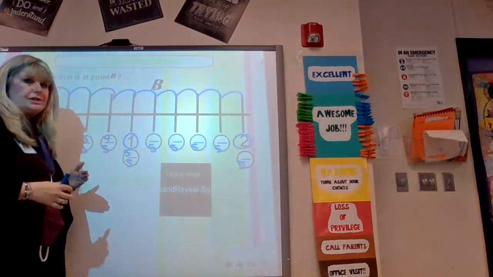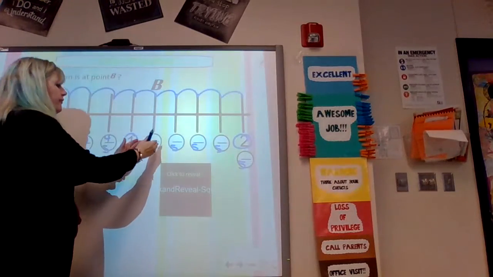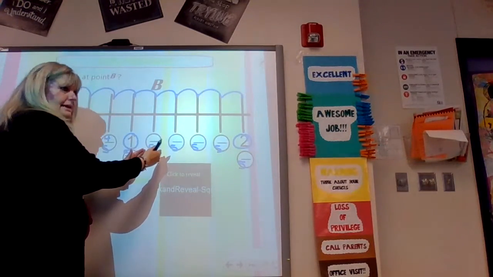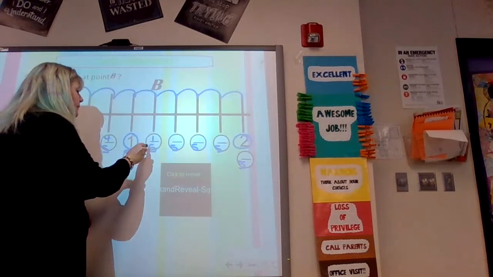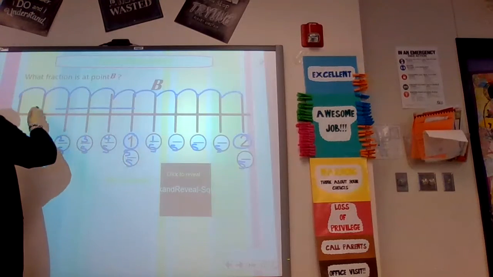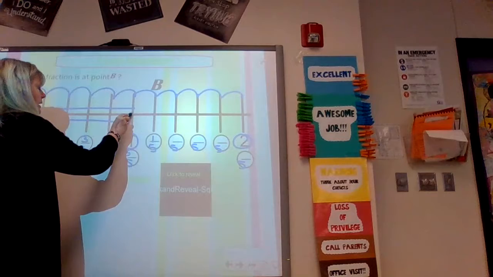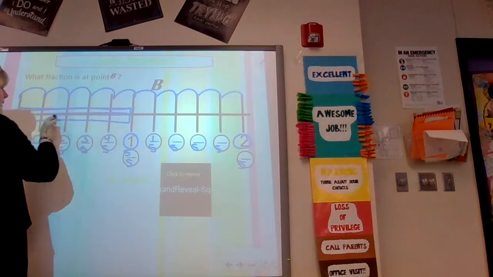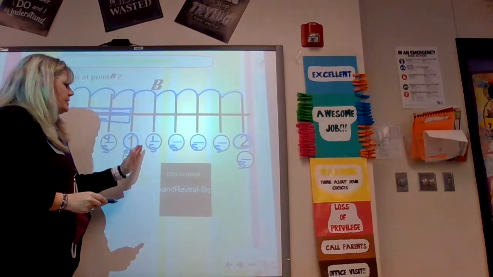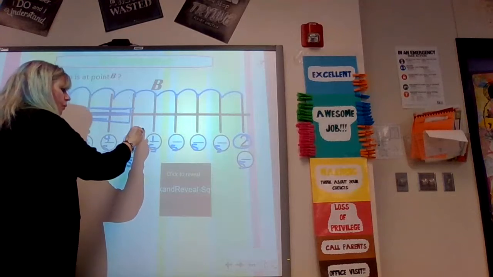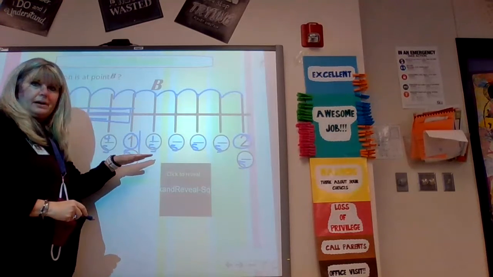Now, here's the tricky part. Before this number right here, it is 1/5. However, there is one whole piece right here that you cannot leave out. So this right here represents one whole piece and 1/5.